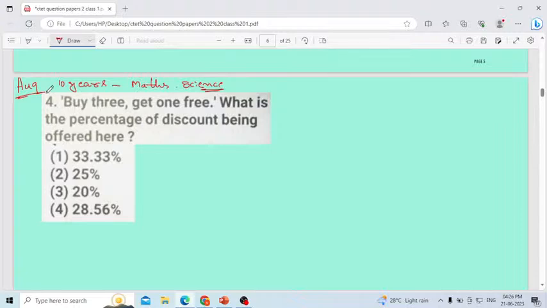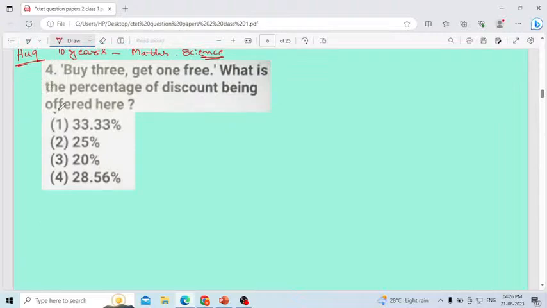Okay, next question. Buy 3 get 1 free. What is the percentage of discount being offered here? Normally you can observe this in any shopping mall: they give the offer buy 3 get 1 free. Here you have to look at it from the shopkeeper's view, not your viewpoint. If you buy 3 items, 1 item will be free.